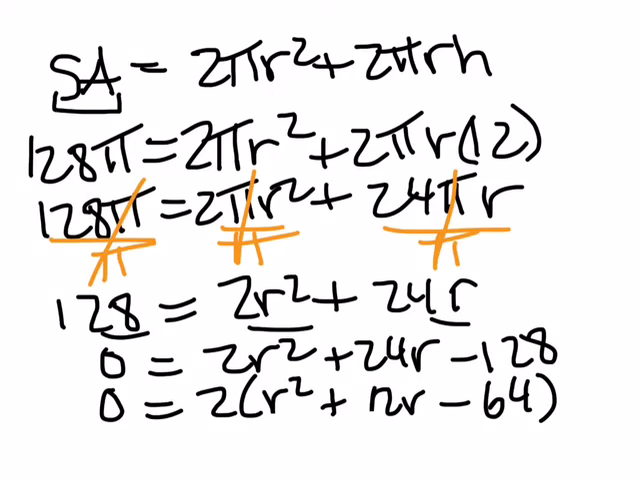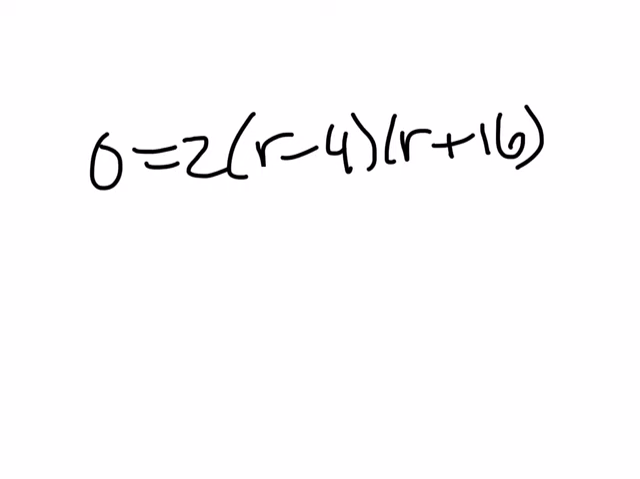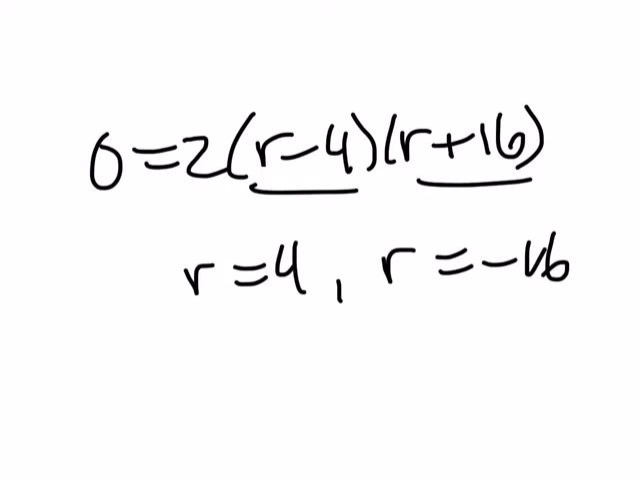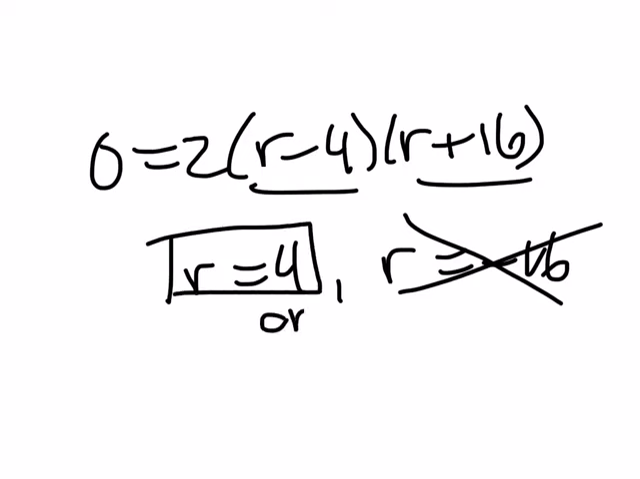Kind of running out of room, so I'm going to go to the next page here. 0 equals 2, and I can factor it into r minus 4 and r plus 16. So we set each of those equal to 0, and we get 4 and negative 16. Can the radius be negative? No. So we throw that one out. The radius is 4 centimeters. Okay, that's it for surface area of prisms and cylinders. Thanks for watching.